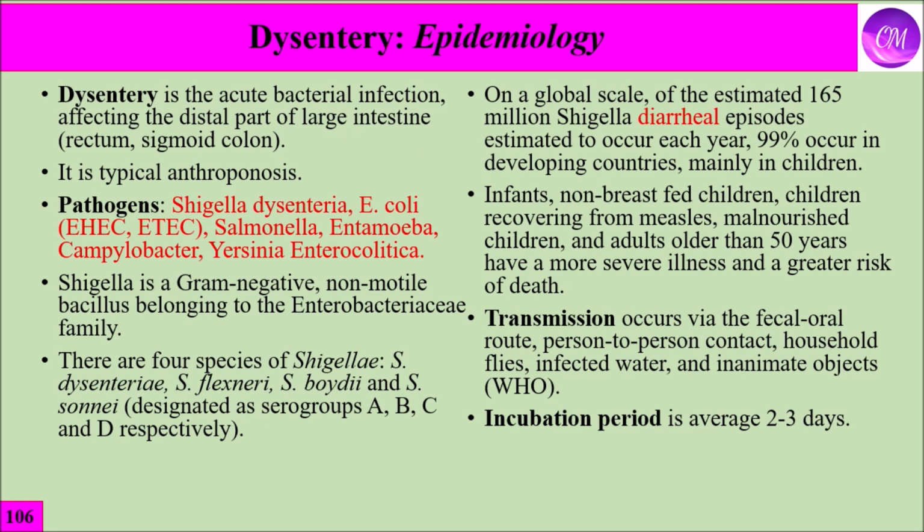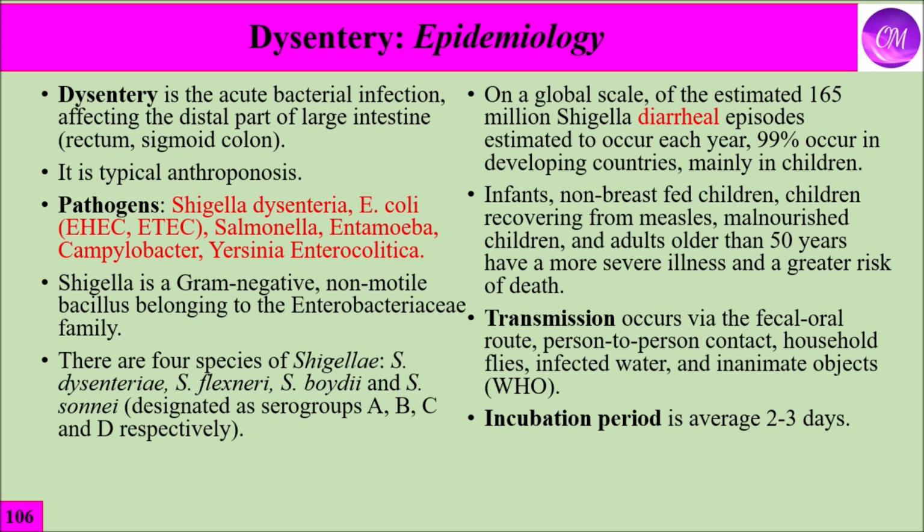And our final disease is dysentery. Dysentery is an acute bacterial infection affecting the distal part of the large intestine as well as the rectum and sigmoid colon. It is a typical anthroponosis. The pathogens are Shigella, but after Shigella, Escherichia coli, Salmonella, Entamoeba, Campylobacter, and Yersinia enterocolitica also can be pathogens of dysentery.